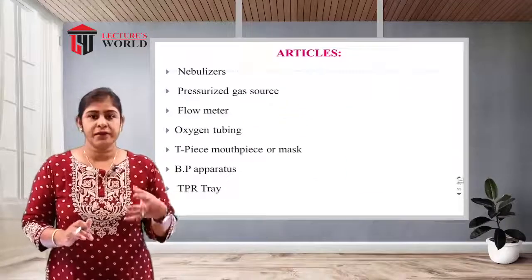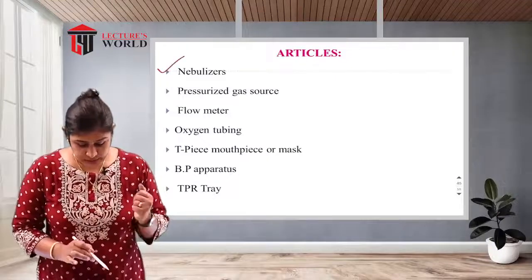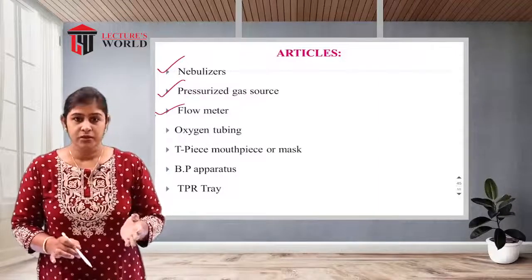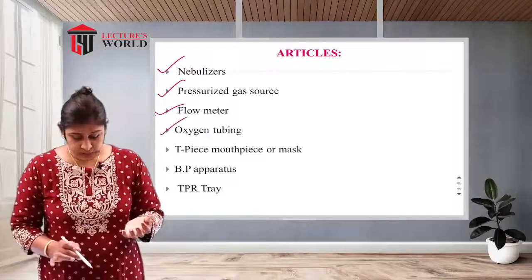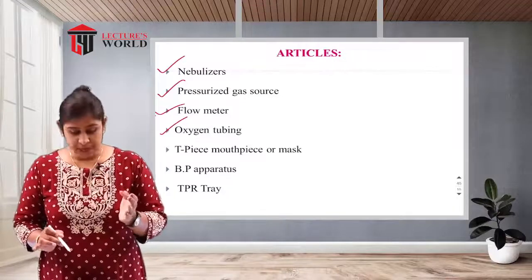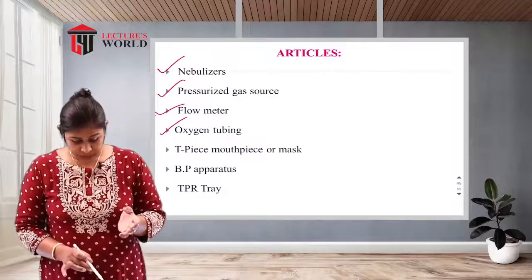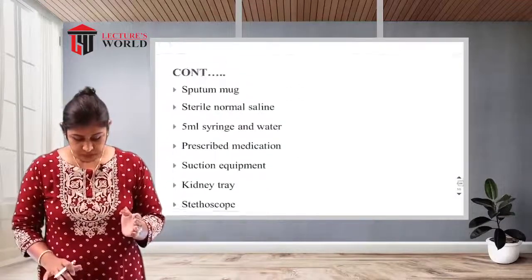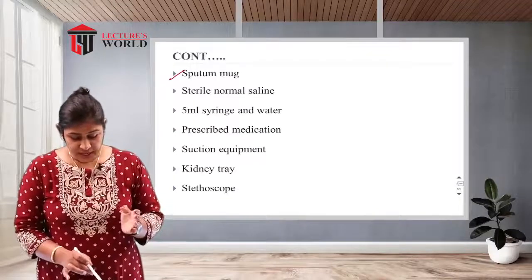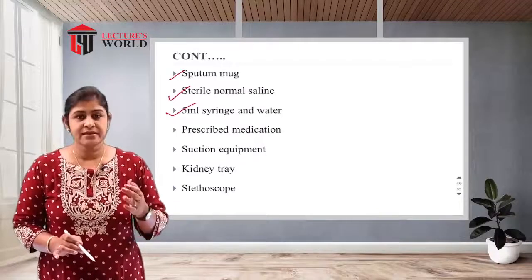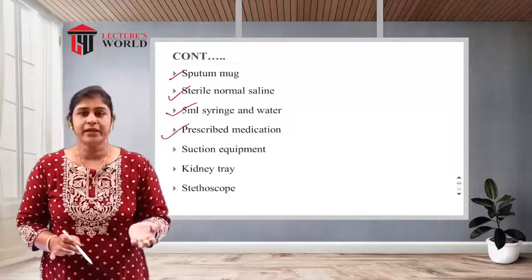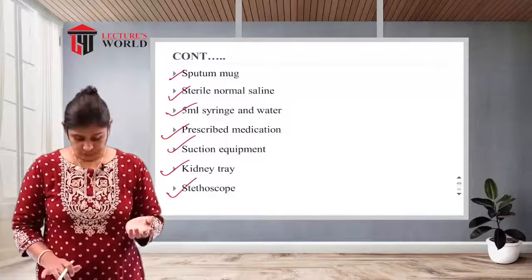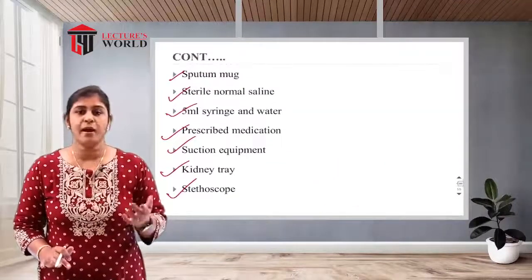Articles required for nebulization. First is the nebulizer. Second is the pressure gas source. Third is the flow meter. Fourth is oxygen tubing. Fifth is the T-piece, mouthpiece or mask. BP apparatus and TPR. Sputum mug, sterile normal saline, 5 ml syringe with water, prescribed medication, suction equipment, kidney tray, stethoscope. So these are the articles required for nebulization.